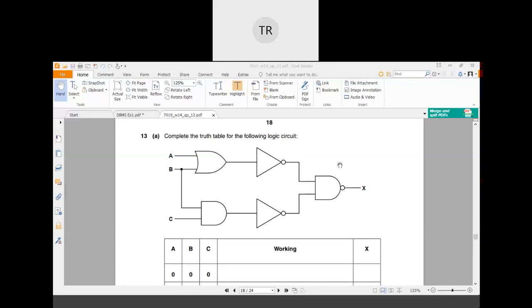I can't remember. Working, in the sense that now you need to draw the extra columns required to complete the truth table, and finally find the value of X over here. Can you do this one?